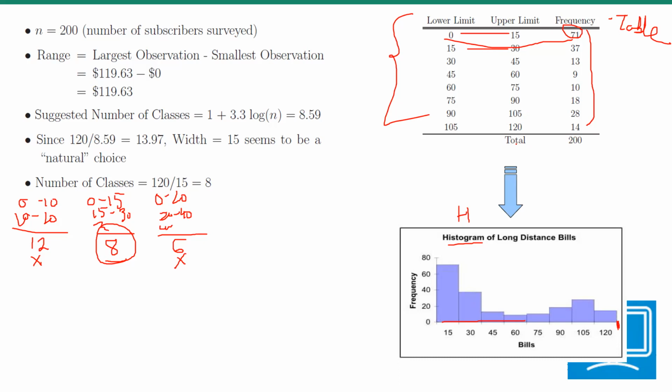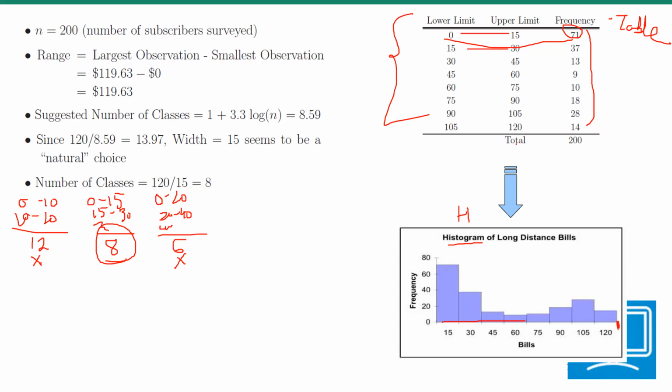Can I talk? Of course, yes, you can. Most of the people are getting a bill in the range of 0 to 15. Okay, good point. One third is getting that. So what does that tell you? How does that help you?